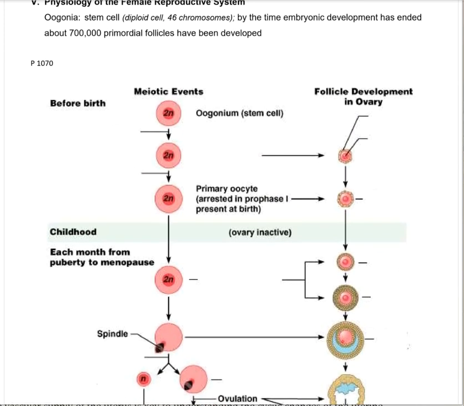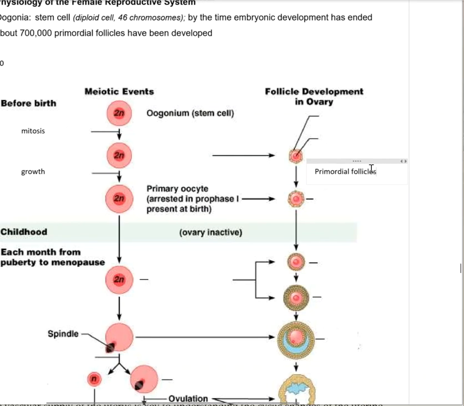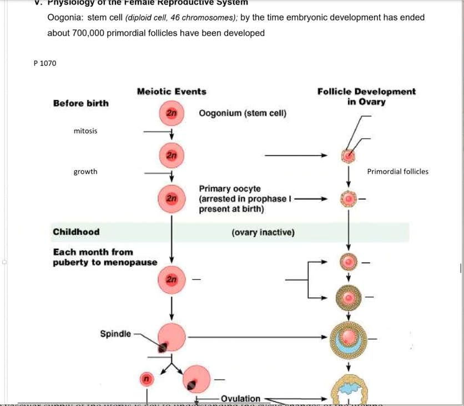Okay, so what we're looking at here is before birth, we have mitosis of the cells, and we have growth. And these are the oogonia, the stem cells, and we will make many, many primordial follicles. Okay, hundreds of thousands in each ovary. They get arrested, meaning they stop, in prophase 1 of meiosis at birth. And for the most part, as we said, they might grow and develop slightly. There's a slight change in their look there, but the ovary is relatively inactive during childhood. And then puberty occurs. And now what we want to do is look at what happens each month from puberty to menopause.